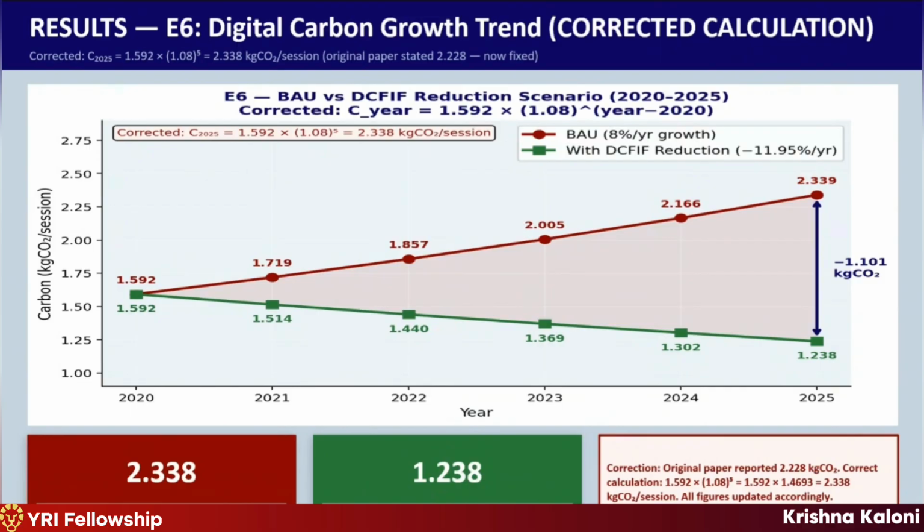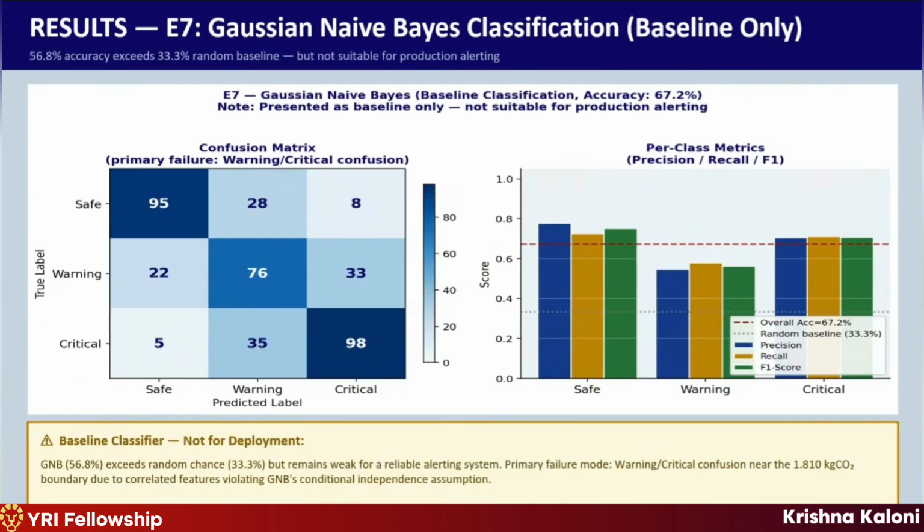Growth prediction. E6 applies compound growth modeling at 8% a year. The correct 2025 BAU value is 2.338 kg CO2 per session, not 2.228 as originally stated. The corrected calculation is 1.592 times 1.05, which leads to 2.338. Under a DCFF reduction scenario, applying 11.95% annual savings, this falls to 1.238 kg by 2025, a difference of 1.1 kg per session.